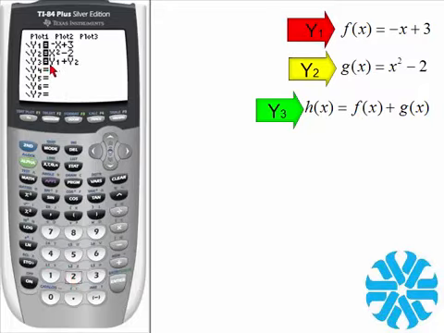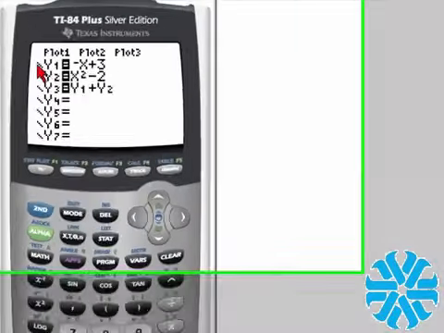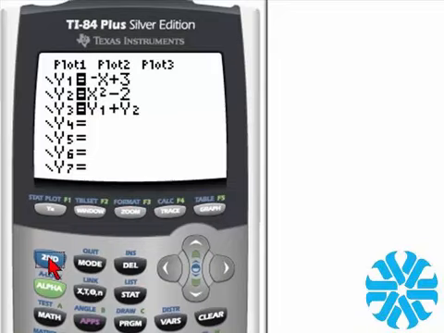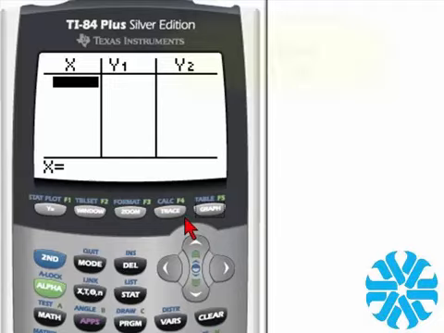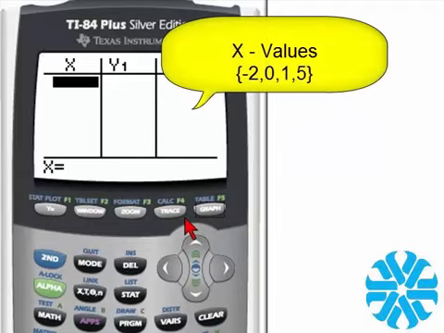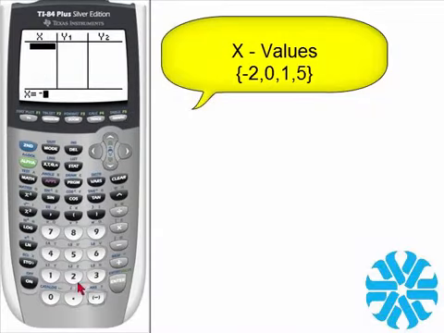The y3 is represented by y1 plus y2, or h of x is equal to f of x plus g of x. Okay? We're representing h of x being y3, g of x was y2, and then f of x is y1. So now let's go ahead and go to the table. So if we hit second function, and then here's the table, so we hit graph. Now the values of x that are going to be used are -2, 0, 1, and 5. So let's input these values.